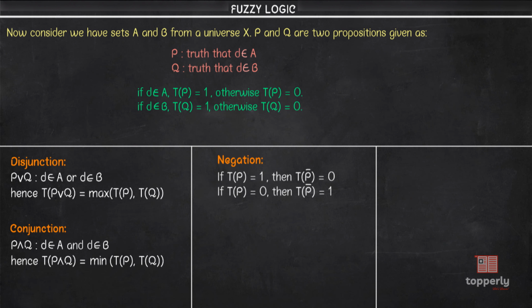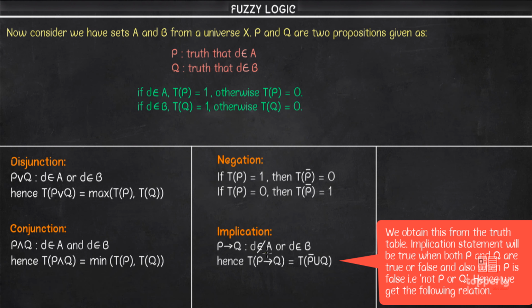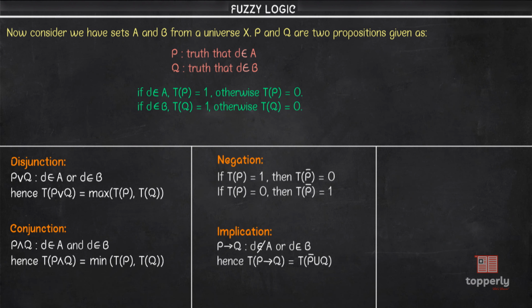Then moving on to implication, we can say that P implies Q where D does not belong to set A or D belongs to set B. Hence we can say that T of P implies Q is given as T of P negation union Q. Next we have equivalence, that is P is equivalent to Q, where T of P equivalent to Q is given as 1 if T of P is equal to T of Q, and will be equal to 0 if T of P is not equal to T of Q. So this is how all the connectives and the operations work. I hope the concept of propositions and connectives is clear by now.